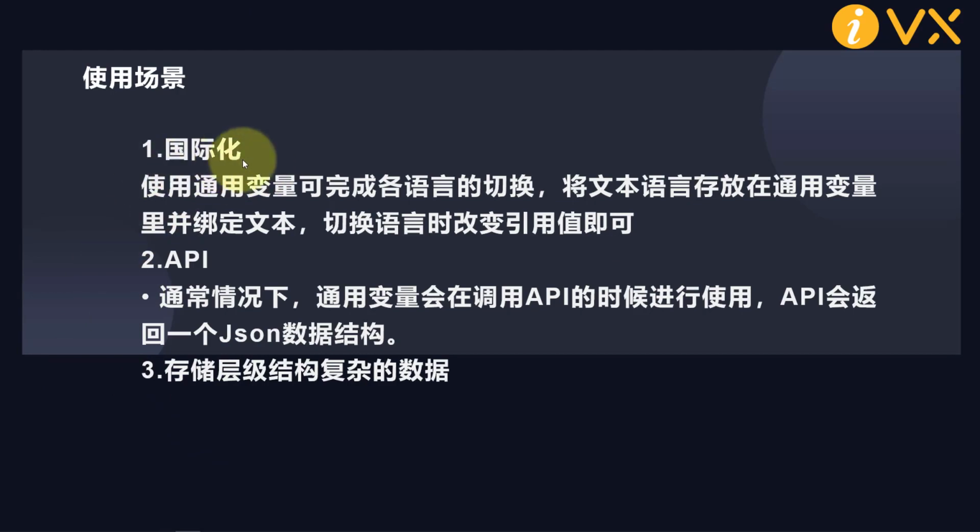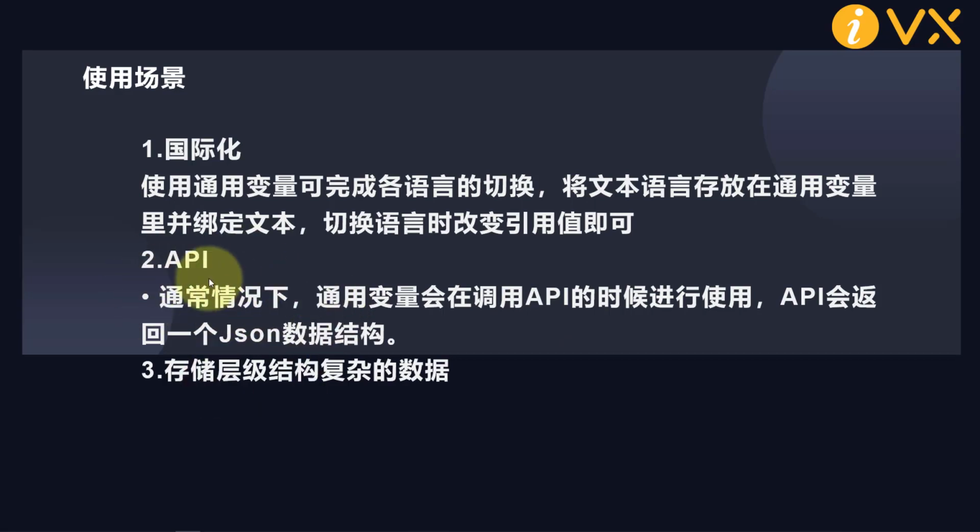Next, let's talk about the usage scenarios of general variables. Generally speaking, there are three usage scenarios for general variables. The first point is to make our internationalization. Using general variables can complete the switching of various languages: store the text language in the general variable, bind it, and then change its reference value when switching the language. This international demo is available in our demo center. After learning the general variables, you can directly view one of our internationalization practices.